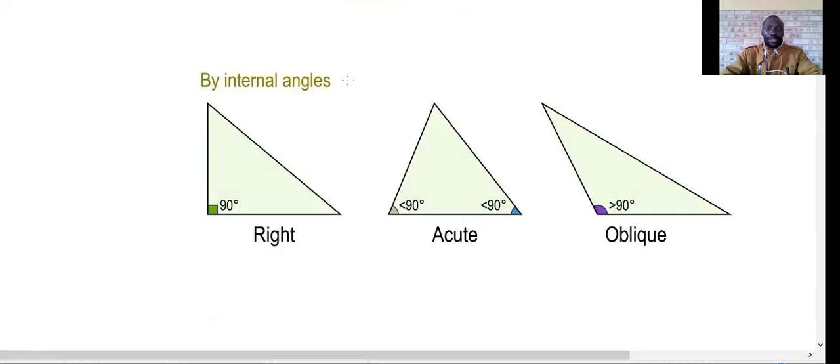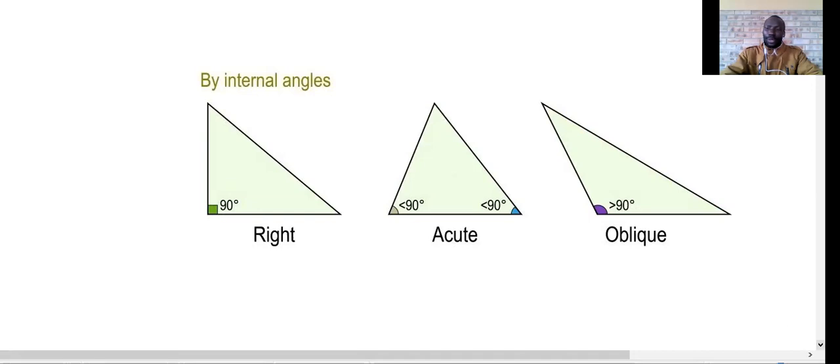Triangles can also be described according to the what? To the angles inside. Should you have a triangle with one angle of 90 degrees, then it's called a right angled triangle. If all the angles individually are less than 90 degrees, then it's called an acute angled triangle. The other type is called an oblique triangle, one where one of the angles is greater than 90 degrees.